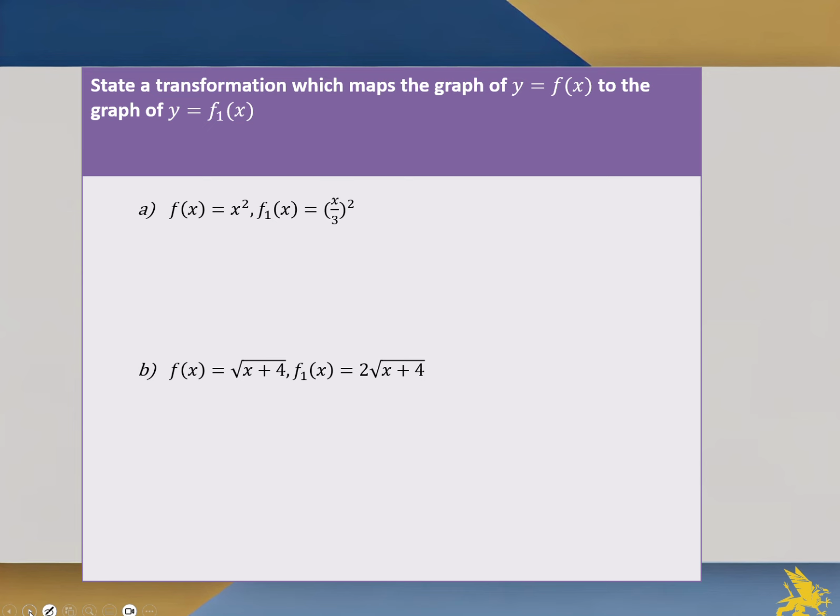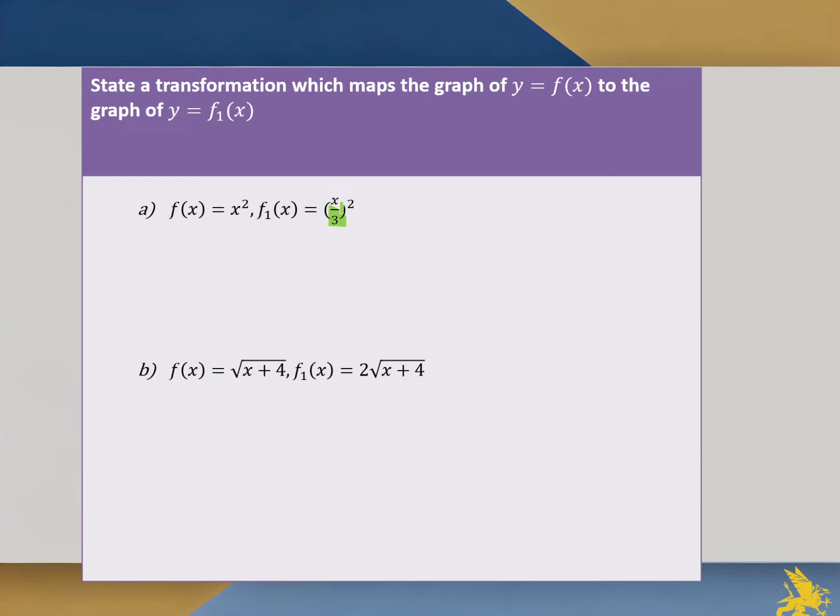Okay, we've got 2 more questions I want to go over. So, state a transformation which maps the graph of y equals f of x to the graph of y equals f1 of x. So, first thing I'm going to look at is what is occurring. So straight away here, I've got x over 3. So I'm just going to highlight that. Because it's affecting the x, I know it's going to be a horizontal dilation.